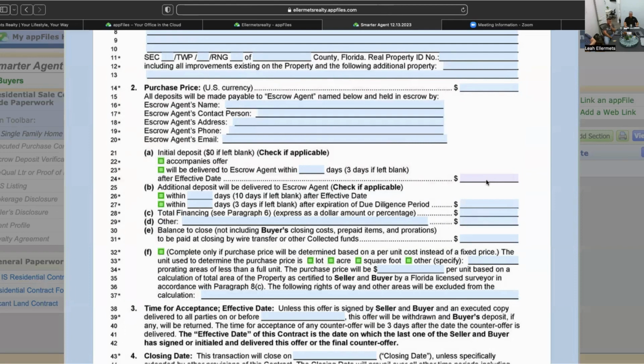Now, what can happen with vacant land is we can say that this initial deposit's rather low. So let's say it's a $1 million property. They put $5,000 down because they're going to put an additional deposit down once their inspection period, their due diligence period, is up, right? So this is the part we want to use right here. And you can put the 3 there, put whatever that amount is there.